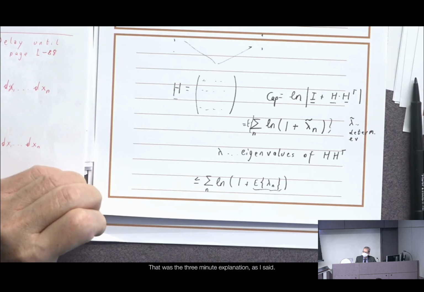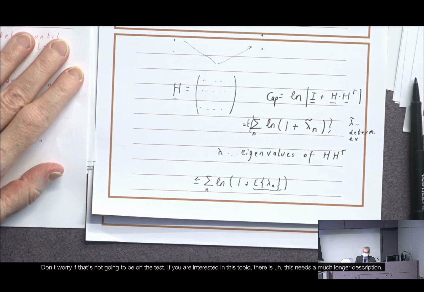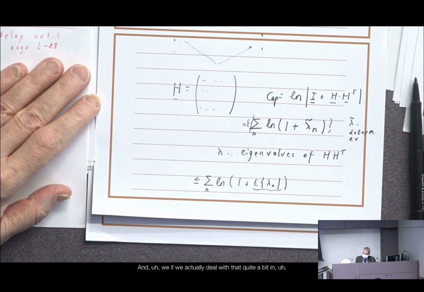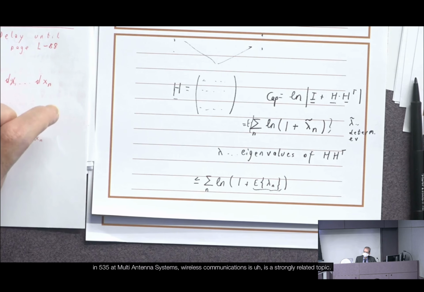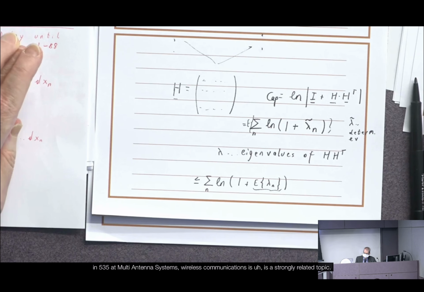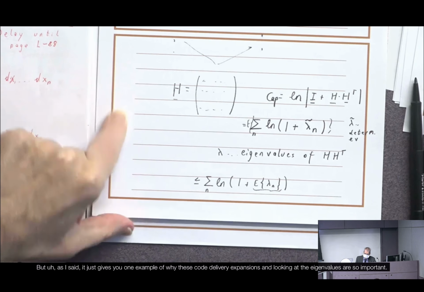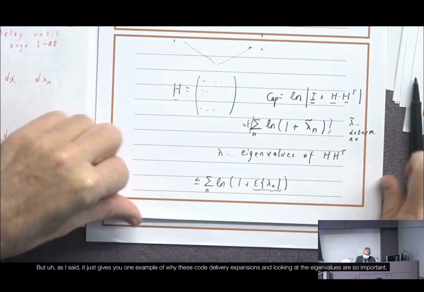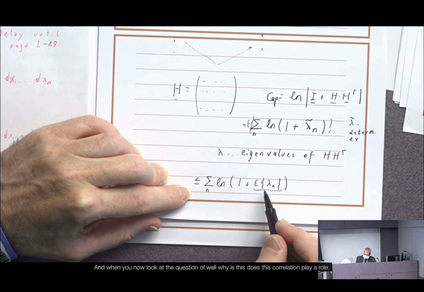That was the 3-minute explanation. As I said, don't worry, that's not going to be on the test. If you're interested in this topic, this needs a much longer description, and we actually deal with that quite a bit in 535, and multi-antenna systems, wireless communications is a strongly related topic. But as I said, it just gives you one example of why these Karhunen-Loève expansions and looking at the eigenvalues are so important.